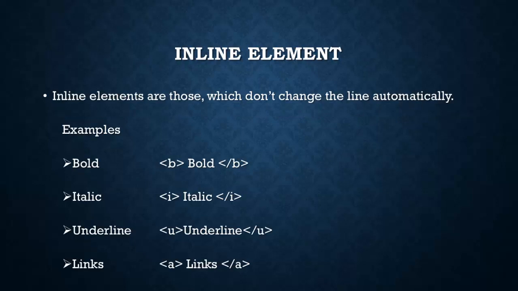The next type of element is the inline element. Inline elements are those which do not change line automatically. For example, there are various types of tags which do not change line automatically, such as whenever you make text bold, italic, underline, or whenever you create links, these tags do not change the line. So these kinds of tags are called inline elements. If you do not know about these tags, don't worry, we will discuss them in our upcoming videos.